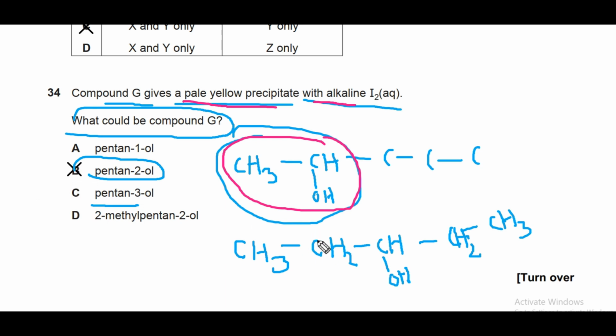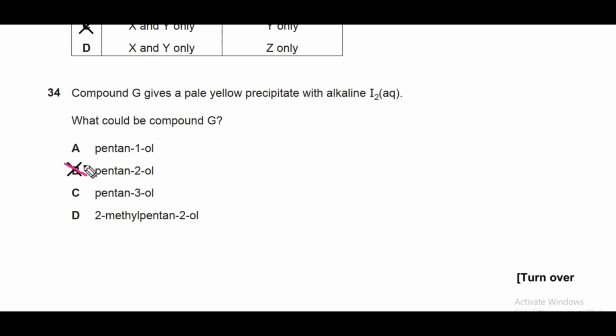C is wrong. Why? Because C is a secondary alcohol, but it has no CH3CHOH group. CH3 CH2 CHOH, this group is absent. And 2-methylpentan-2-ol is a tertiary alcohol. Tertiary alcohol does not give the iodoform test. So B is the right answer.